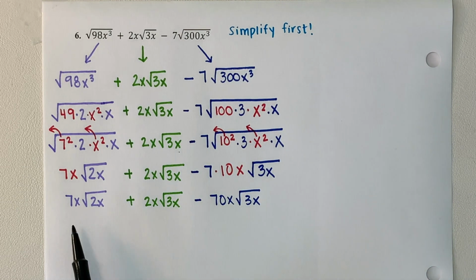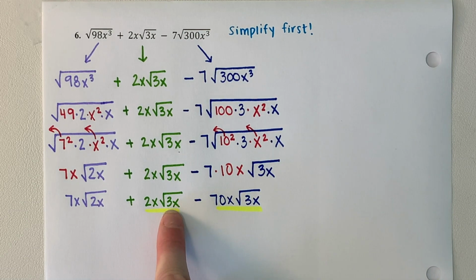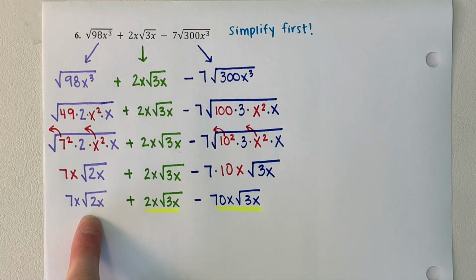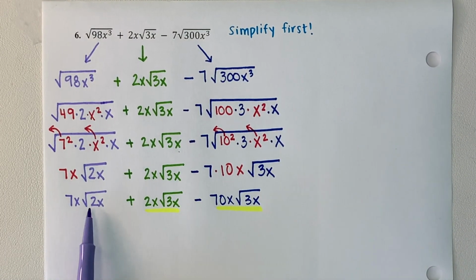Now let's see if we can add or subtract these radicals. These two radicals are like radicals because they have the same radical base. Their radical base is the square root of 3x. This is not a like radical because its radical base is different. It's the square root of 2x. So we cannot add this radical to the other two. So I'm just going to carry this radical down for our answer.